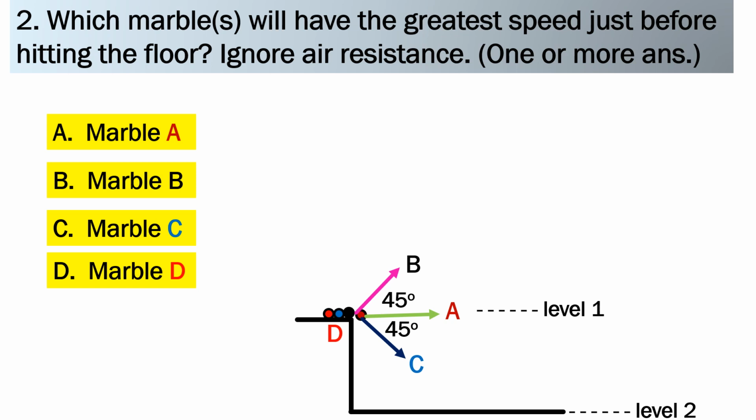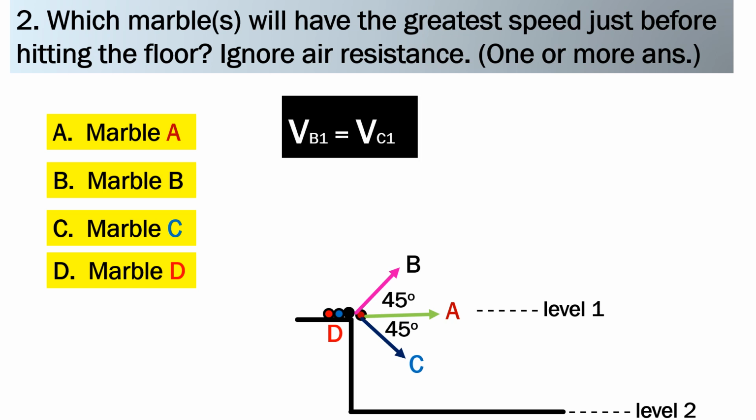The angle of projection for marble B is 45 degrees above the horizontal, and the angle of projection for marble C is also 45 degrees, but below the horizontal. In answering this question, we have to first establish that initially, the speed of marble B is equal to the speed of marble C, in fact also equal to the speed of marble A.